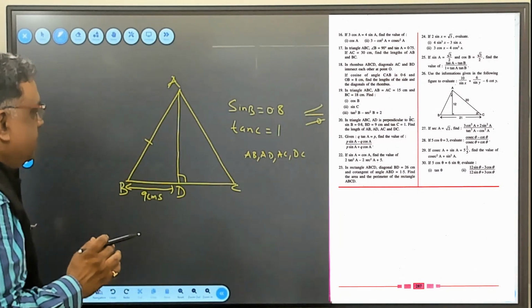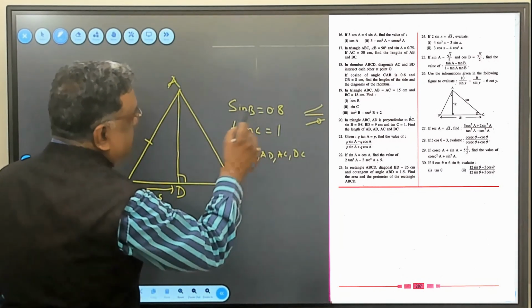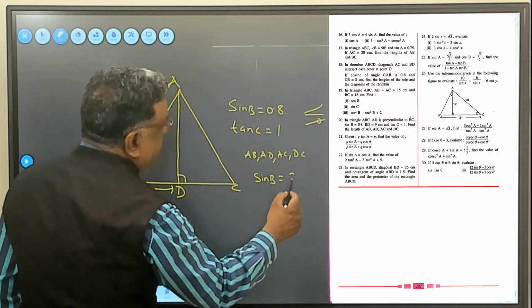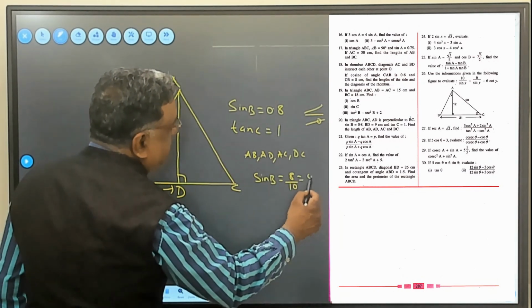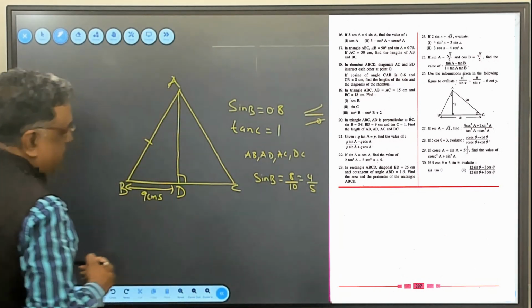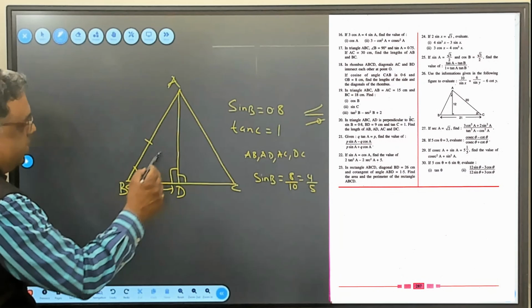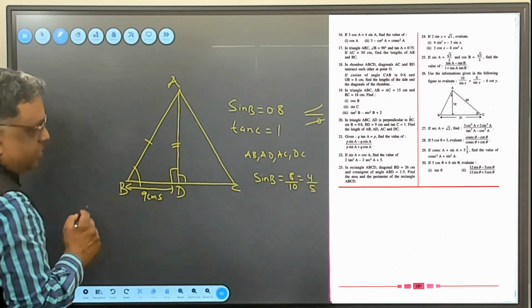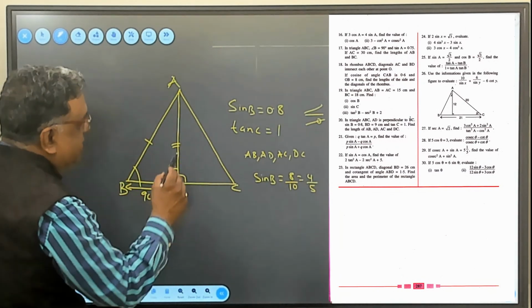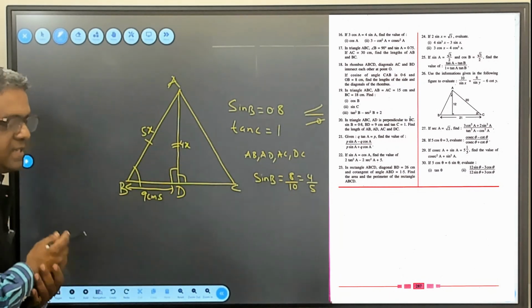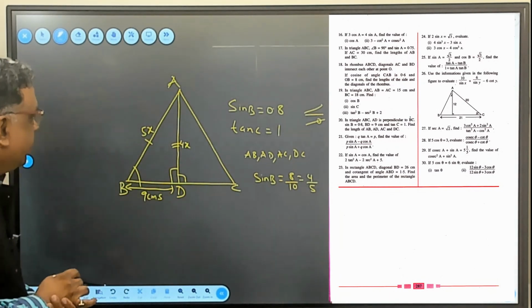So let's start with what is given to us. Sine B is 0.8. So can I write sine B as 8 upon 10, as 4 upon 5? So in this triangle, this is 90, so this also is 90. Sine B is opposite upon hypotenuse, so it is 4 upon 5. So can I say it is 4x and this side is 5x? I can say that? Very good.